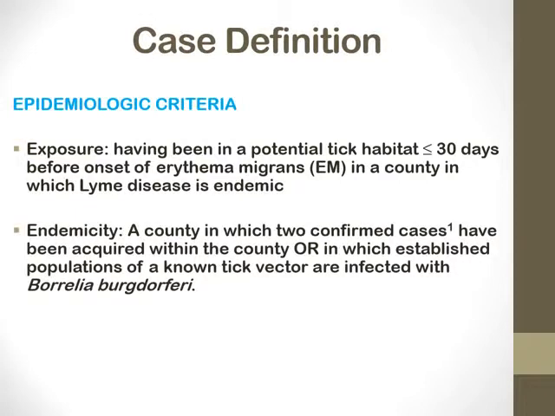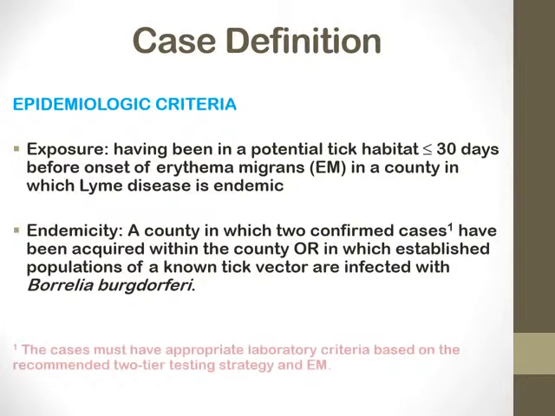Endemicity describes a county in which 2 confirmed cases have been acquired within that county, or in which established populations of Ixodes scapularis are known to be infected with Borrelia burgdorferi. The two cases must fulfill the laboratory criteria based on the two-tier testing strategy and have had EM.